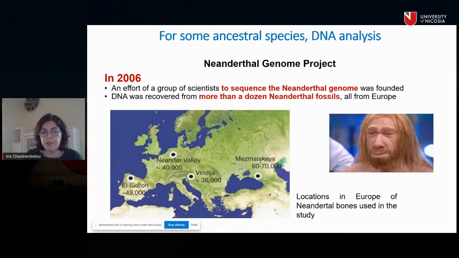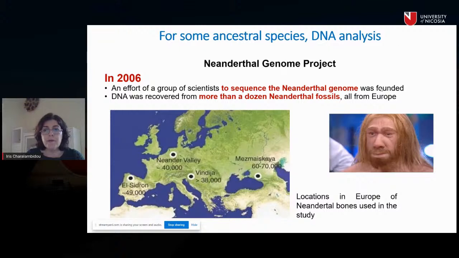To sum up, what I've shown you so far is that scientists use fossil evidence. They can look at the skull and the different characteristics of the skull. They can look at skeletons. They can use modern technology to reconstruct the face of ancient species. They can actually use computers to figure out how the different species used to walk based on their anatomy. And also, thanks to modern technology, for some of our ancestral species, the most recent ones, scientists could also do DNA analysis.